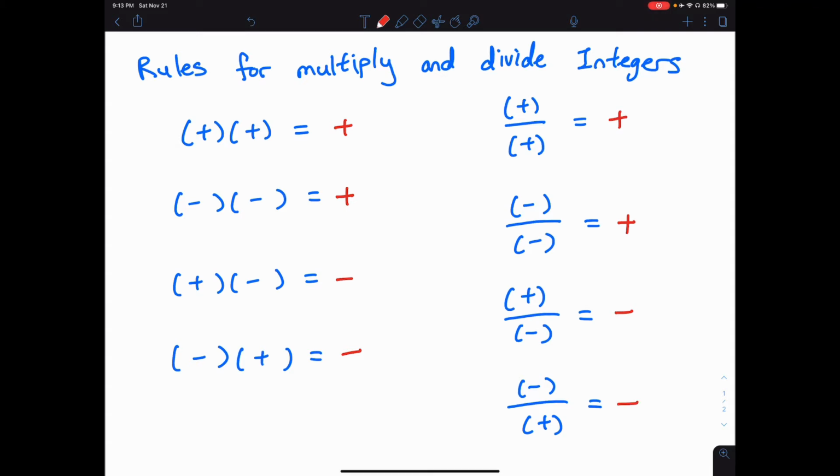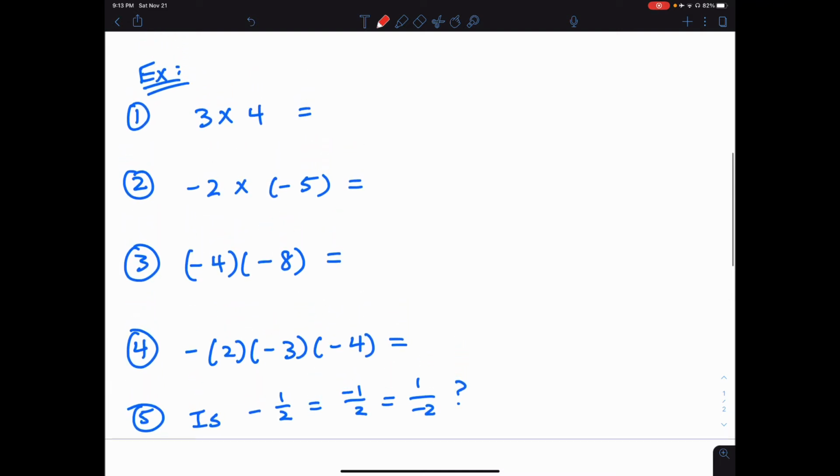Now, let's take a look at some examples so we can put this into use. These are the examples that we're going over today. So the first one is 3 times 4. You can rewrite this in multiple ways. You can rewrite it as 3 times 4 in brackets. You can also rewrite it as positive 3 times positive 4. Regardless of how you write it, you're always going to get the answer of positive 12. So if you can get positive 12, then you're doing this correctly.